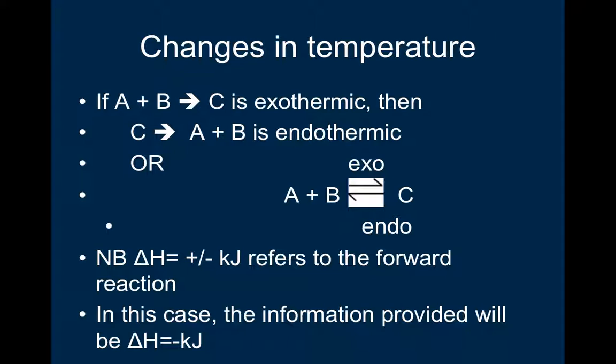And lastly, changes in temperature. So if we had another equation now, A plus B gives us C, and we know that that's exothermic, then we know C forming A plus B, the reverse reaction, is endothermic. Or, as you can see, it's represented with the reversible arrows, exothermic and endothermic at the bottom there. If you're given a delta H, and that's got a positive or a negative sign, that's only in reference to the forward reaction. So in this particular instance, because it's exothermic, the delta H would be negative, some value of kilojoules per mole.